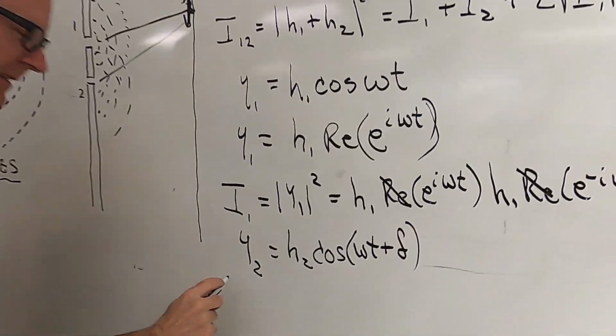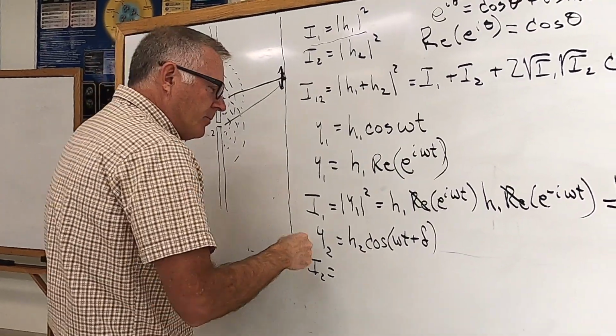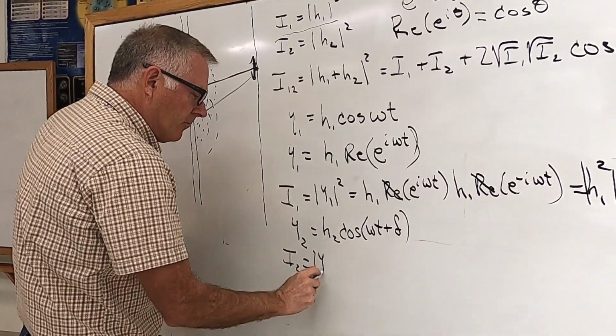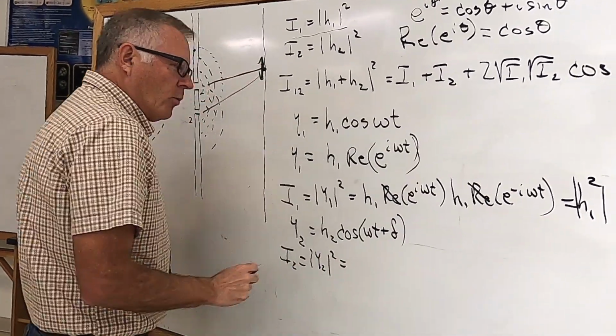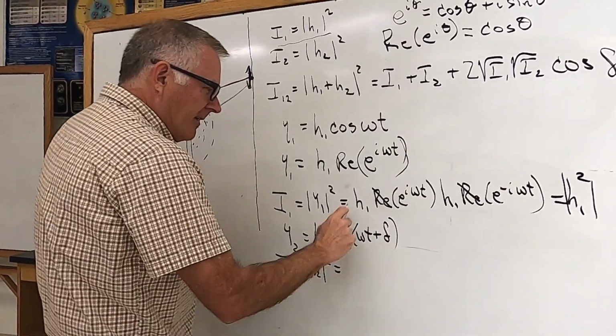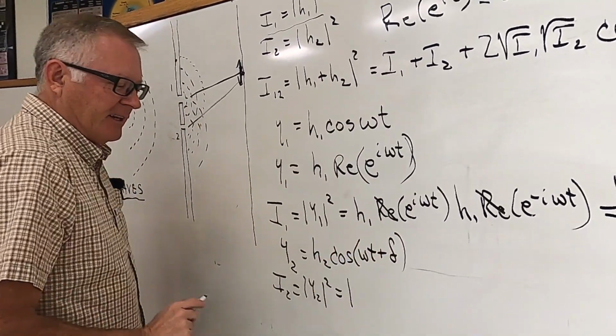Okay, so that means I2 is going to be y2 squared, which is this times its complex conjugate right here.